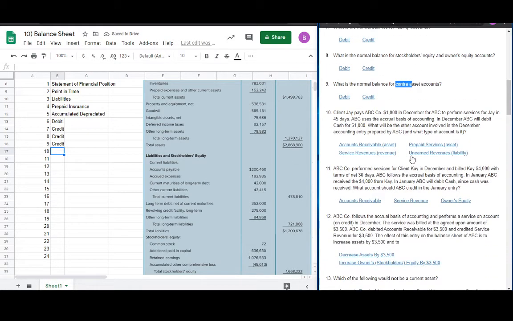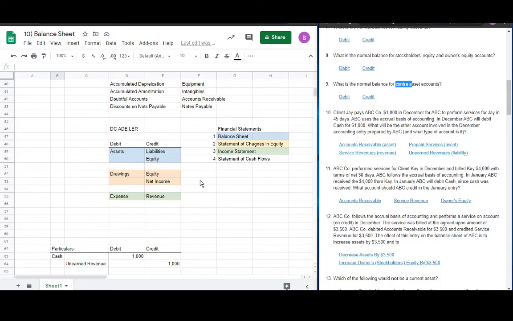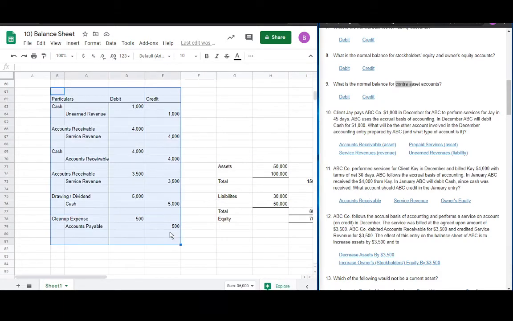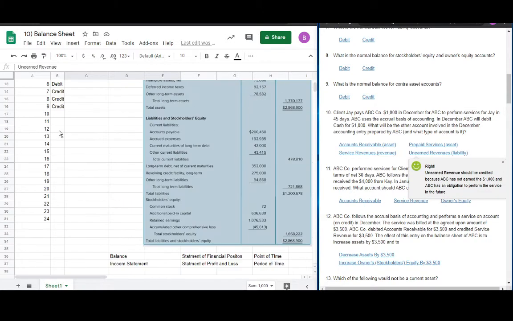And number 10, we have a problem here. So yan, I have prepared a solution. So client J pays ABC 1,000 in December for ABC to perform services for J in 45 days. Yan, so ABC uses accrual basis of accounting. Yan, so may down payment na daw ng 1,000, diba? Cash going the business 1,000. However, diba? Di pa natin na-perform yung service, so it is a liability to perform the service of 1,000. So what is the accounting entry prepared by ABC? It is a unearned revenue or liability.